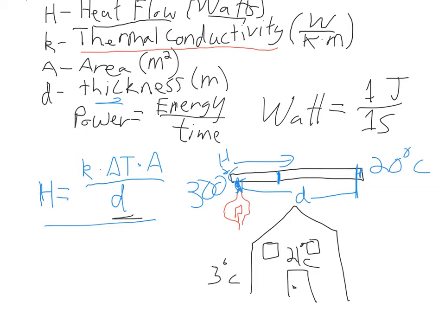So it really depends, lots of different applications, but this is the equation we're going to be using. Heat flow, measured in watts or power, is equal to your thermal conductivity K times your change in temperature, delta T, multiplied by your area through which the heat is transferring, and divided by D, the thickness over which that transfer is taking place.